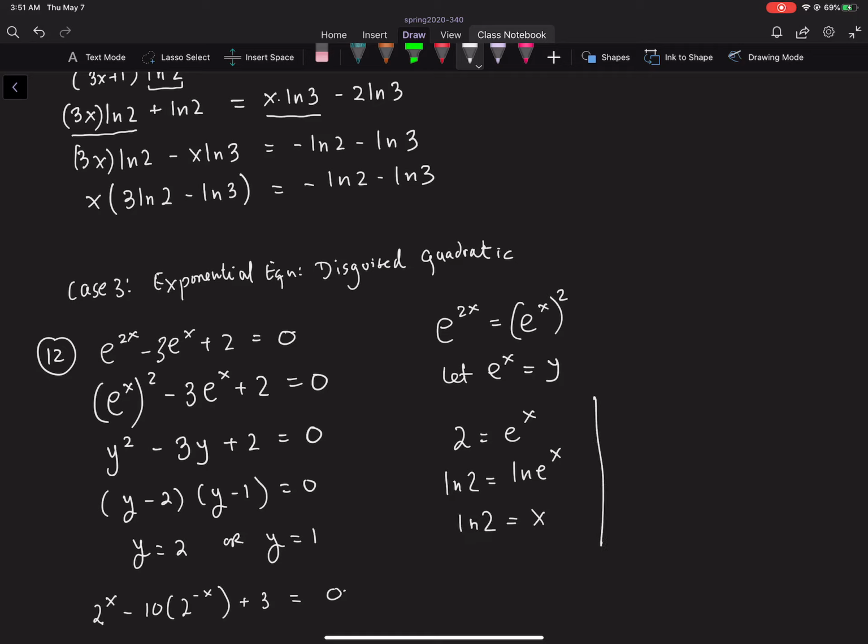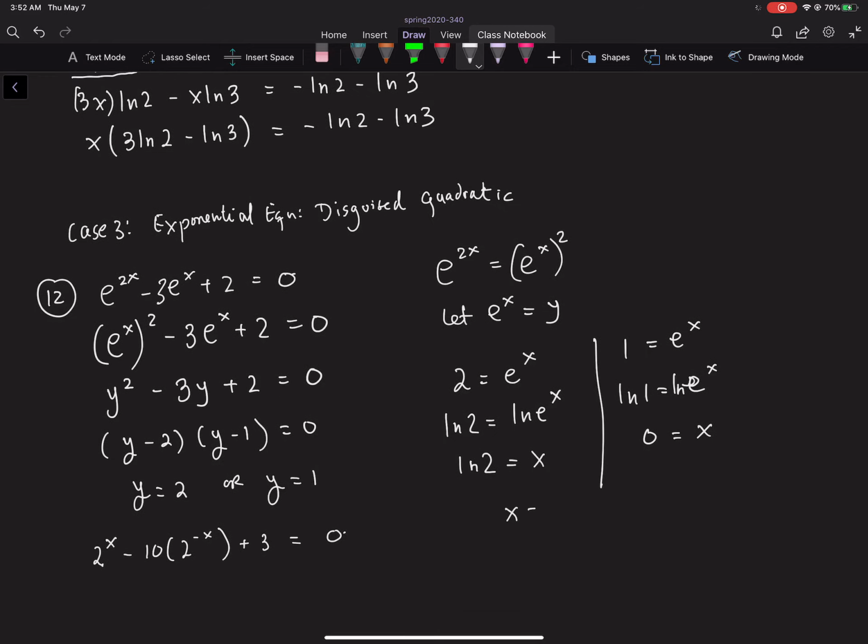Or y, which is equal to 1, is 1 is equal to e to the x. All right, and I can apply my ln. So ln 1 is equal to ln e to the x. Well, ln e to the x is just x, and ln 1 is what? Is 0. So the solution to this is x is what? ln 2, comma what? Comma 0.